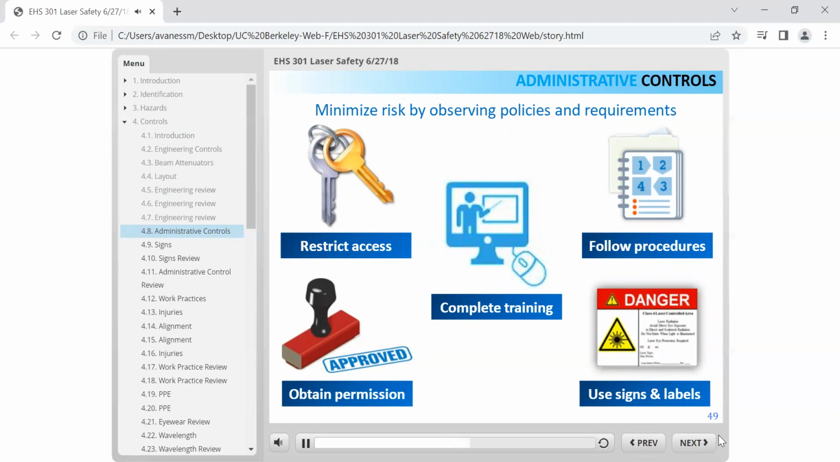Minimize risk by restricting access to areas where lasers are used. Develop and follow standard operating procedures and the Laser Safety Manual. Additionally, ensure that you obtain the proper permission to work with lasers by registering your laser machine with Environmental Health and Safety. Finally, ensure that you post the proper warning signs and labels to identify the hazards that are present.